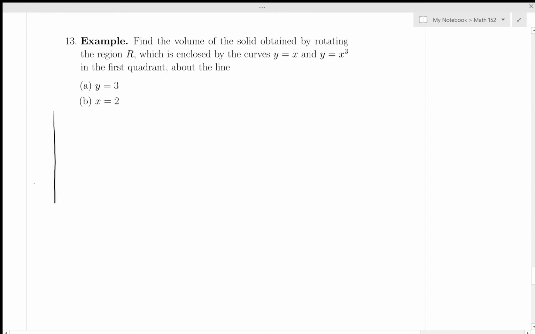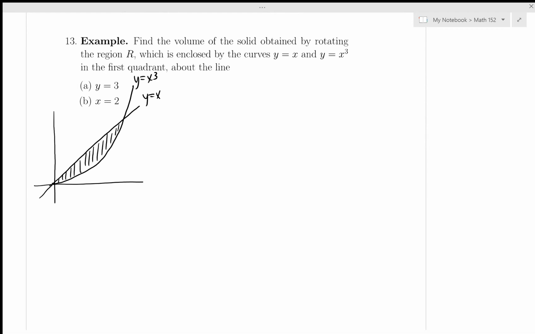So here it is. It's enclosed by two curves. That is y equals x, and then y equals x cubed. There indeed is the region, and we're in the first quadrant. So that's the region we're going to rotate. First we're going to rotate it about the line y equals 3. Let me draw another picture over here of what that looks like.